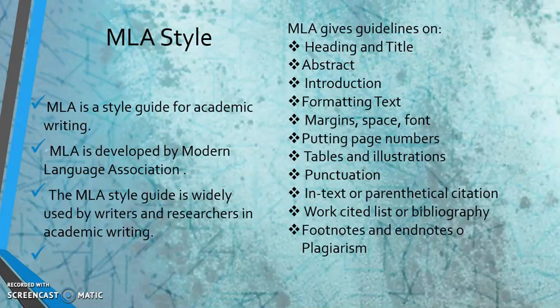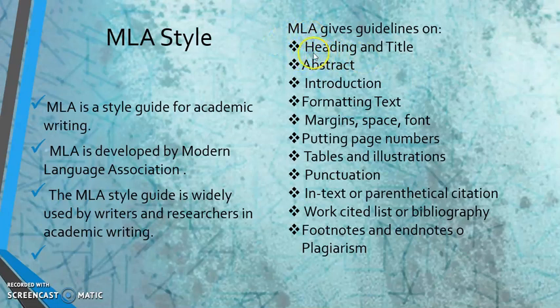The MLA style guide gives guidelines on the following things: heading and title, abstract, introduction, formatting text, margin, space and font, putting page numbers, tables and illustrations, punctuation, in-text or parenthetical citation, works cited list or bibliography, footnotes and endnotes, and plagiarism.